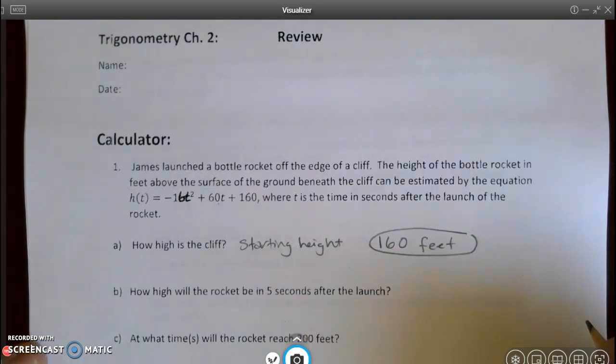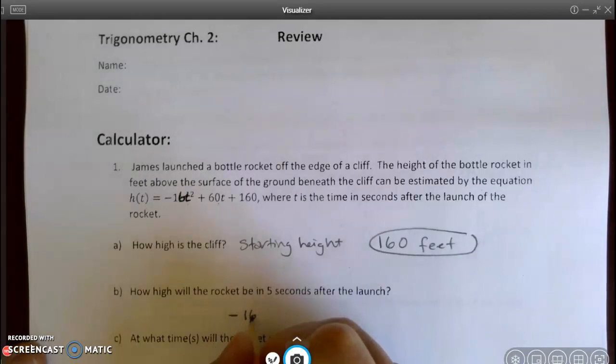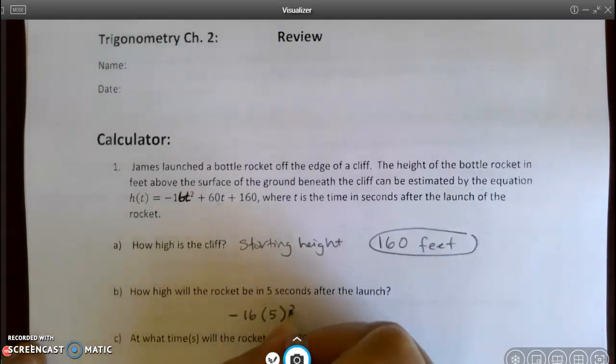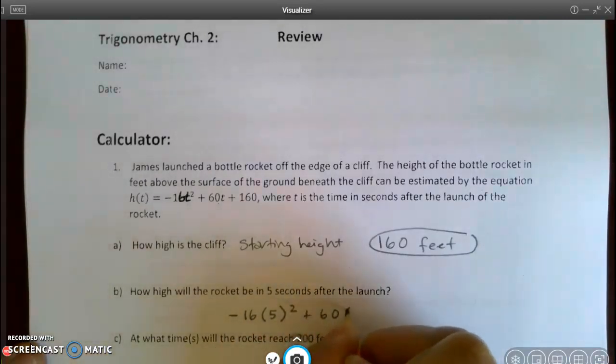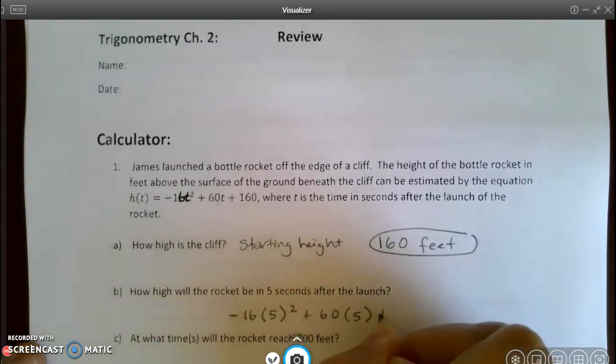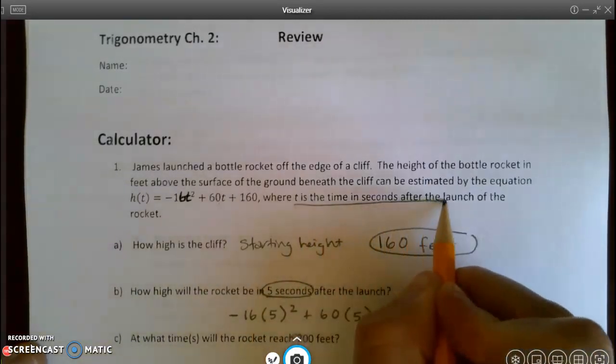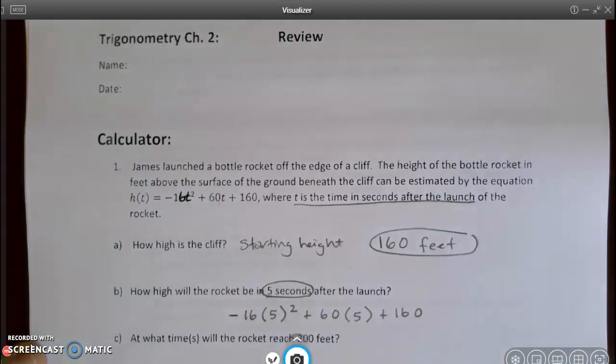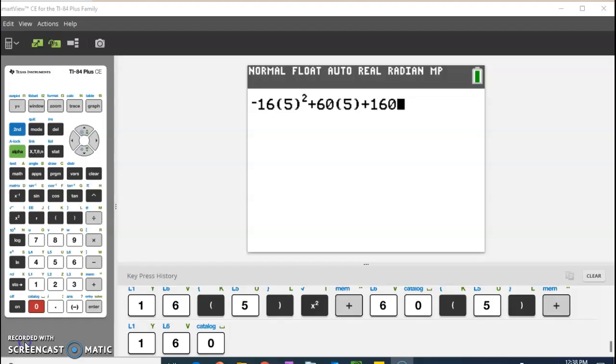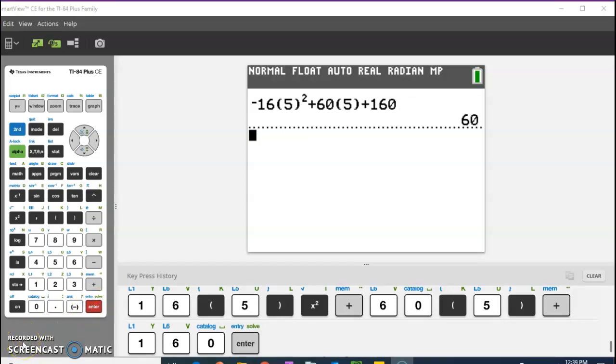How high will the rocket be in 5 seconds after the launch? Negative 16 times 5 squared, plus 60 times 5, plus 160, because it's 5 seconds after the launch, and t is the time in seconds after the launch. I'm going to put that in my calculator. Right, so I've typed it in my calculator, and I get 60 feet. So I'm going to put that on my paper.